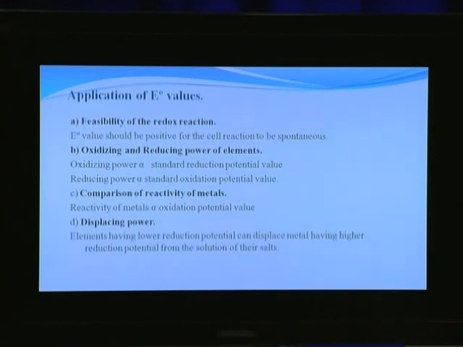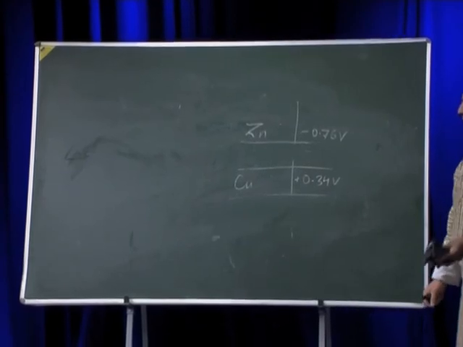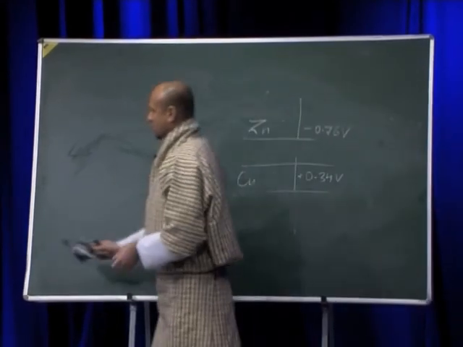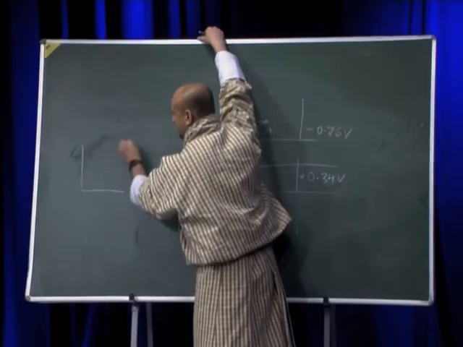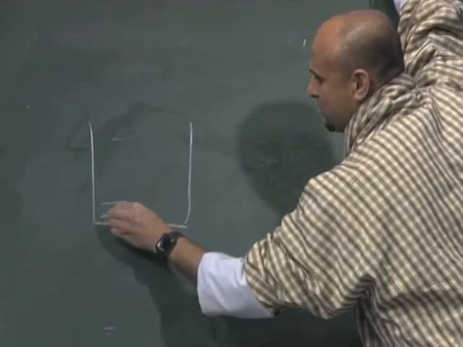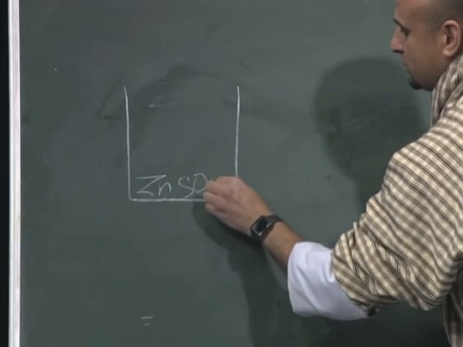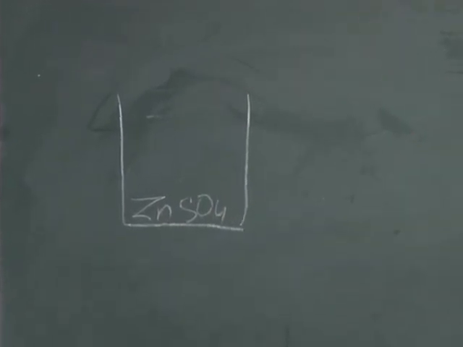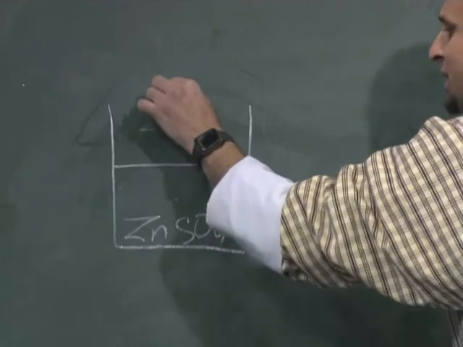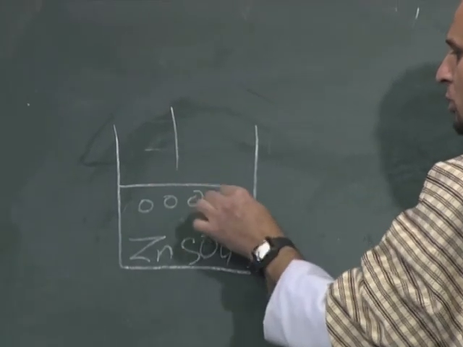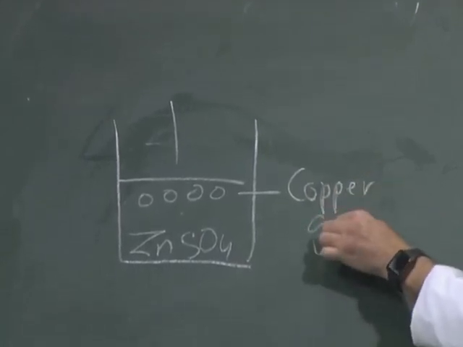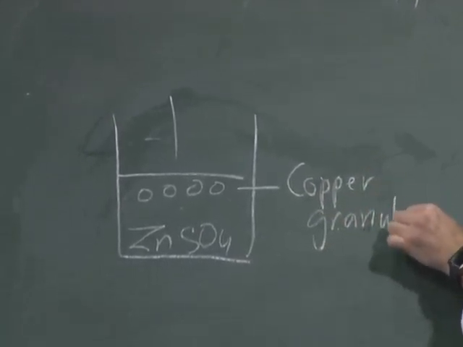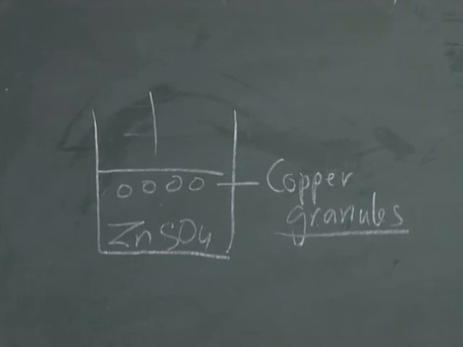Let's keep these two. Let's take zinc and copper. Now, these two values are there. Now, I am taking a beaker here. In this beaker, I am taking zinc sulfate solution, and to it, I am adding copper granules. What will happen?